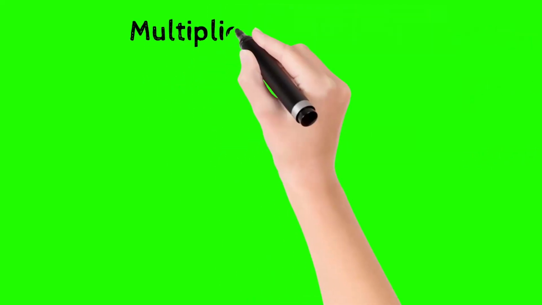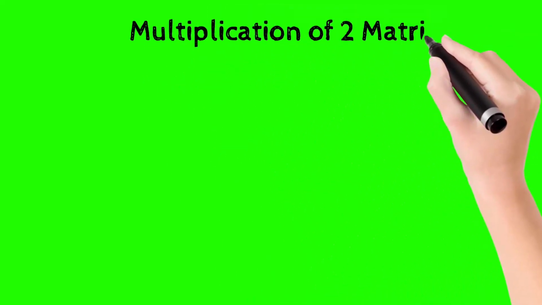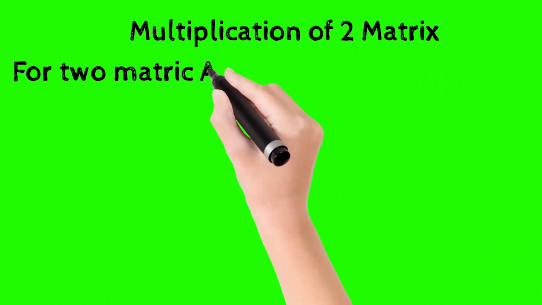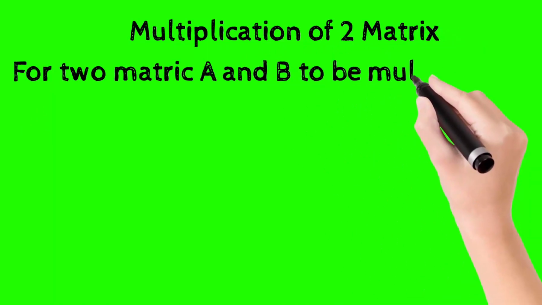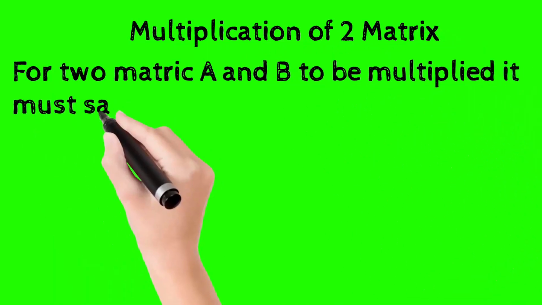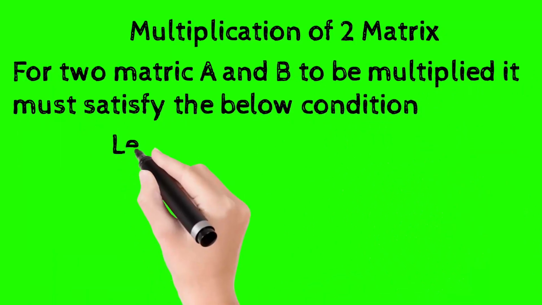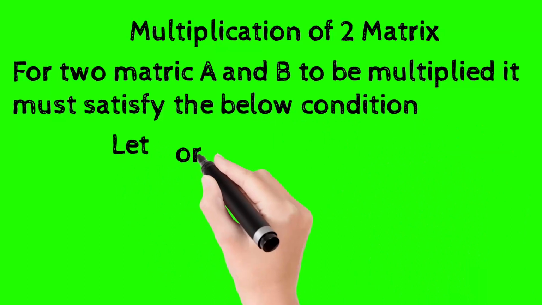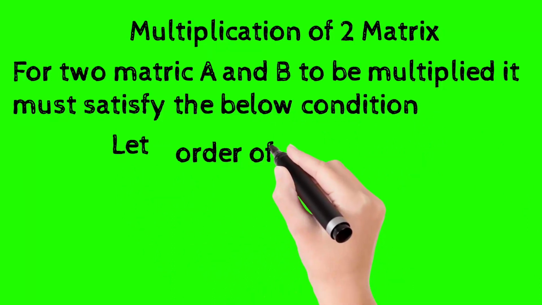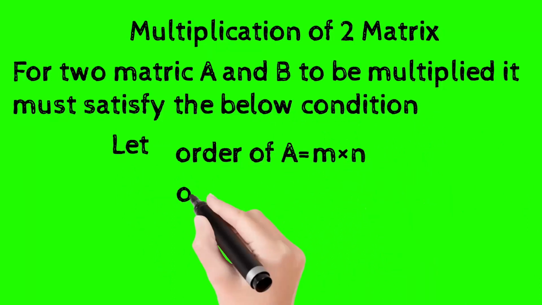So we'll move ahead with the multiplication of two matrices. For two matrices A and B to be multiplied, they must satisfy a basic condition. So let us take the order of matrix A as M cross N and the order of matrix B as P cross Q.